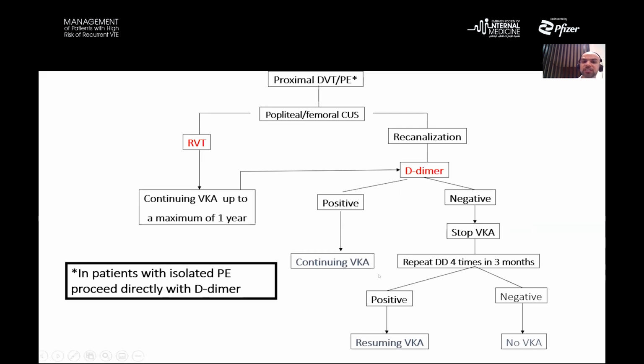So if you have a patient who had finished the treatment with anticoagulation after 3 months, you have to send the patient for femoral and popliteal ultrasound, and if you see residual venous thrombus, you can decide about extending the anticoagulation for a maximum of 1 year. However, if you see very good recanalization, you can request a D-dimer. And once the D-dimer is positive, you can decide about extending the anticoagulation. And if the D-dimer is negative, you can fairly stop the anticoagulation.